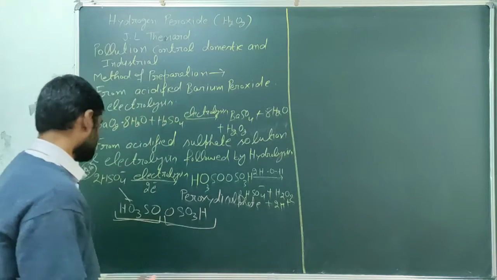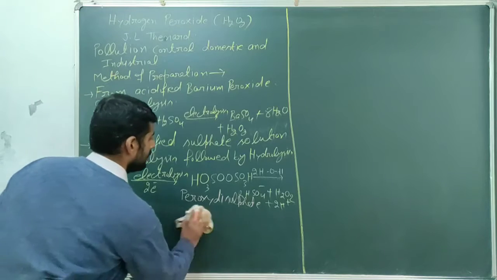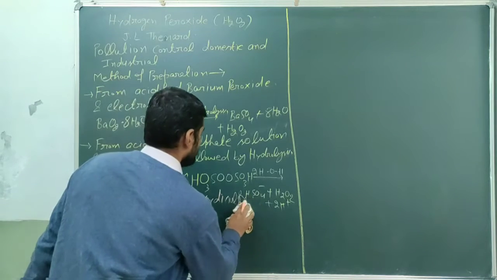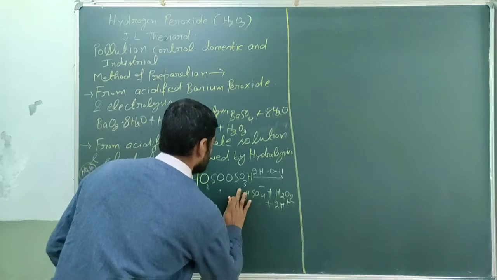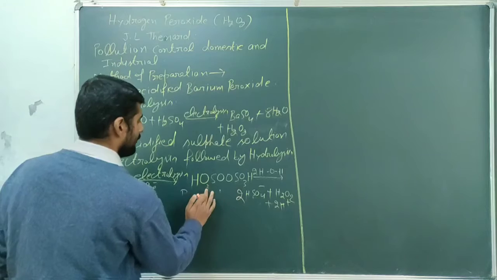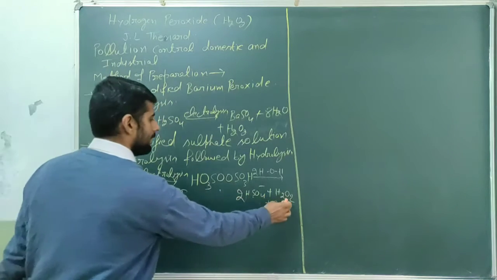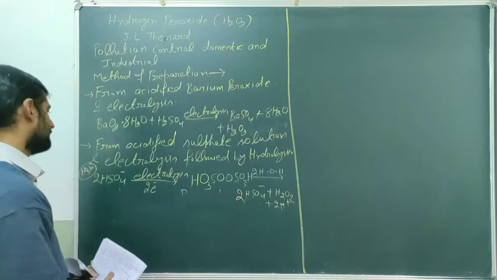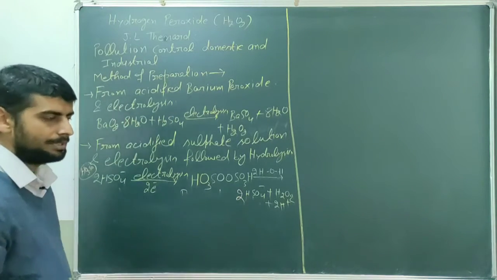And after hydrolysis, what will it form? If we do hydrolysis of this, it will form 2HSO4 minus, hydrogen peroxide and 2H plus ions. So this is the second method for the preparation of H2O2. Okay?